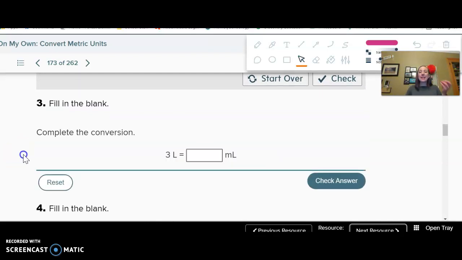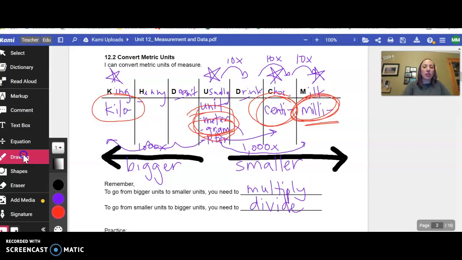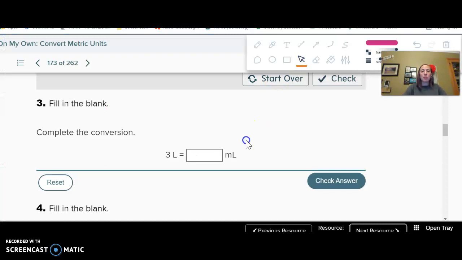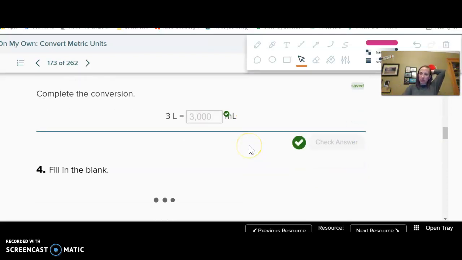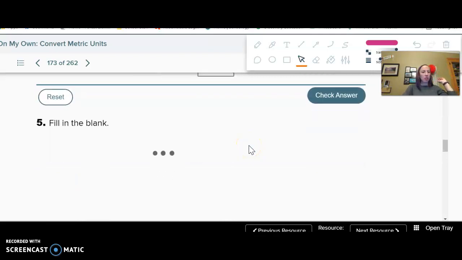All right, 3 liters equals how many milliliters? Did you get it? All right, so if I again look and think, okay, liters is here in the middle. Milliliters is here. That's 3 jumps, so that's 1,000. And I'm going from something bigger to smaller, so I need to multiply. And I would get 3,000 milliliters.